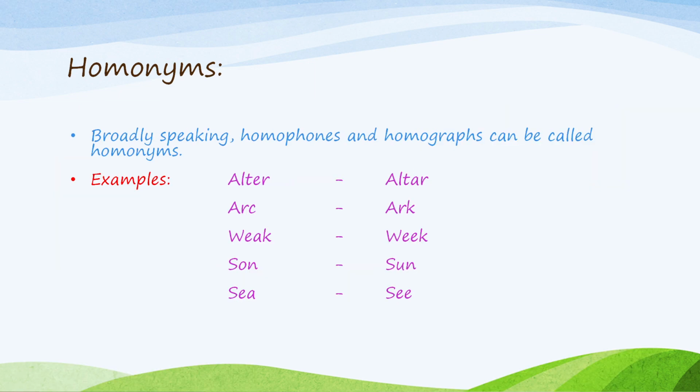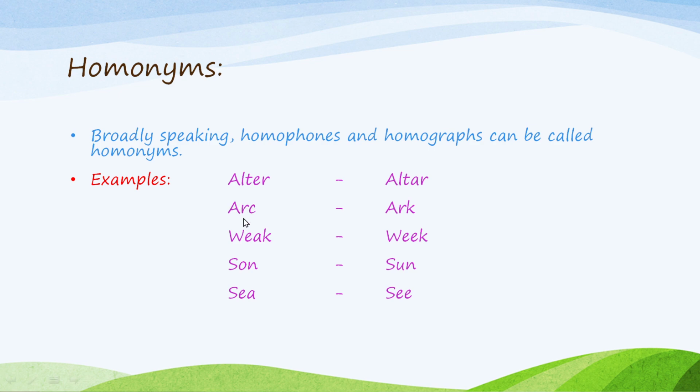Broadly speaking, homophones and homographs can be called homonyms. You can broadly classify homophones and homographs under the category of homonyms. Examples. When you say ALTER, it means to make a structural change. But when it is spelled ALTAR, it means the table in a Christian church used for making offerings to God or deity.